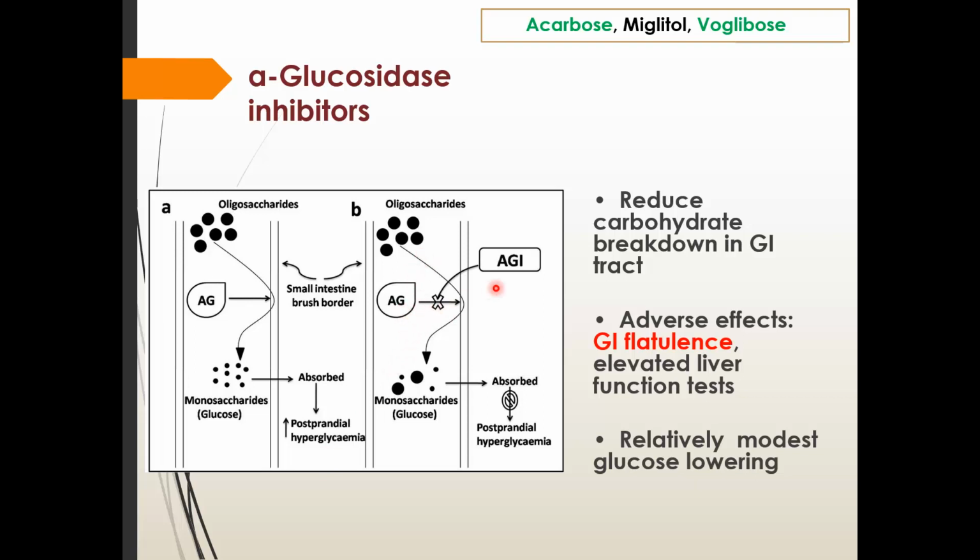So you can see that if you give alpha glucosidase inhibitors like acarbose, voglibose, they will inhibit the alpha glucosidase and the amount of monosaccharides formed is decreased. So the postprandial hyperglycemia will also get decreased. But the problem is the oligosaccharides will draw water and there will be bloating. So the patient will complain of GI flatulence, and there are some cases of elevated liver function tests.